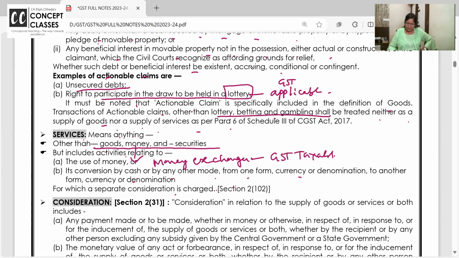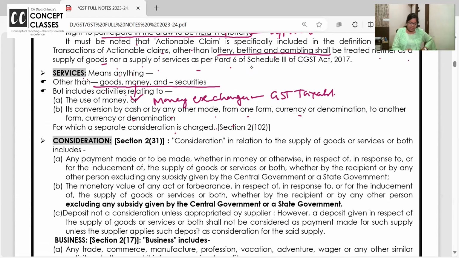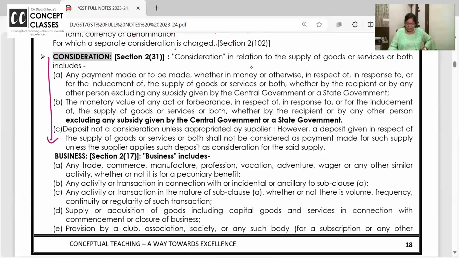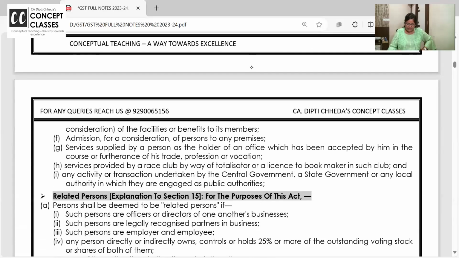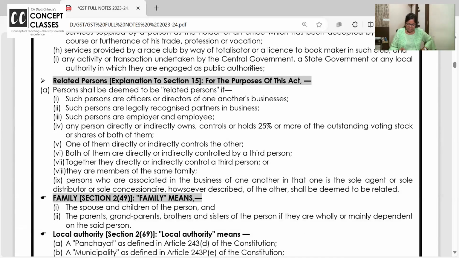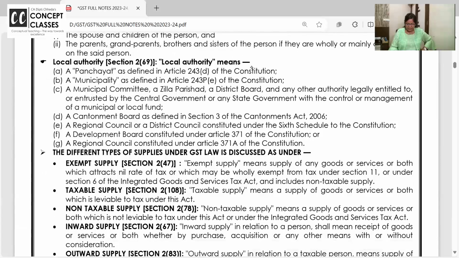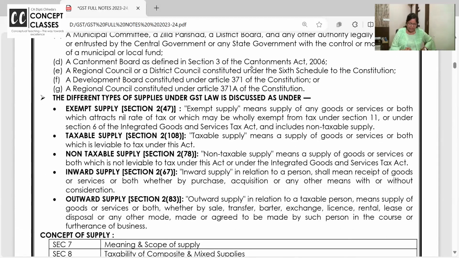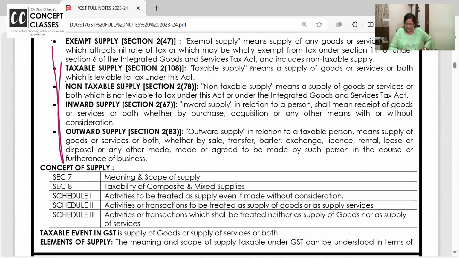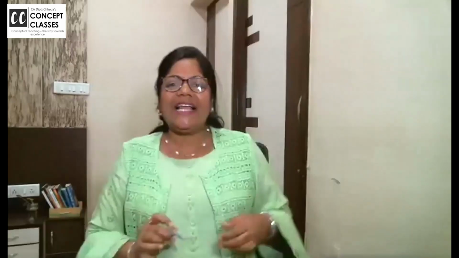Right? Okay. Consideration definition we will continue tomorrow. Business, related person, superb definitions are there. And these are also very important. What are exempted supply? And tomorrow we will start with this table. Okay. How was the class? Did you follow everything?